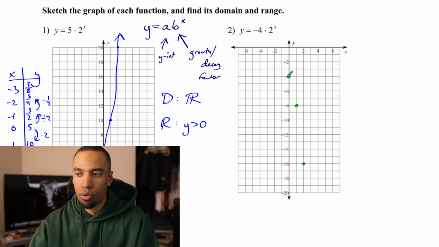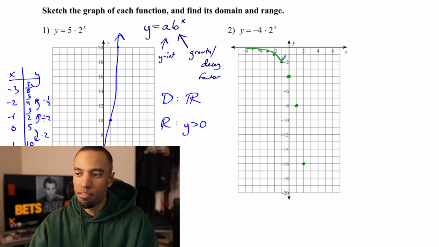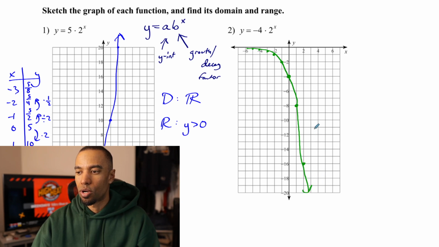And I divide by 2 as I go to the left. Take half of my previous value. Half of -4 is -2. Half of that's -1. And -1/2, -1/4, -1/8, you get the drill. This is the graph. It is negative exponential growth. It takes off in the negative direction. It is considered growth.